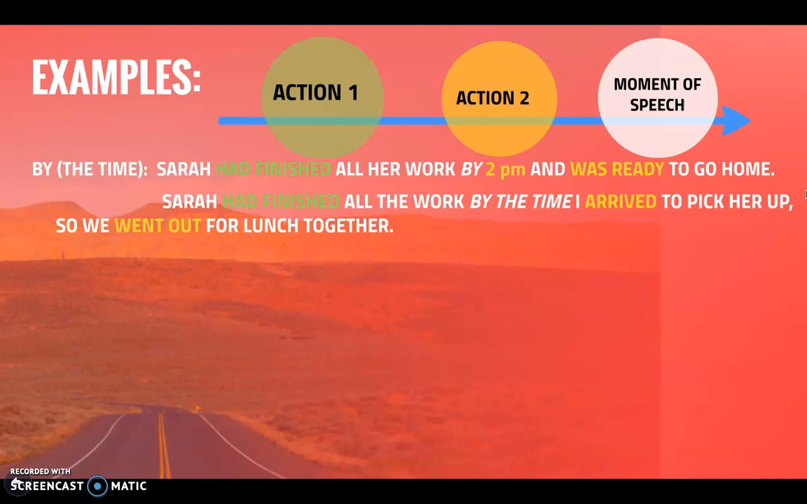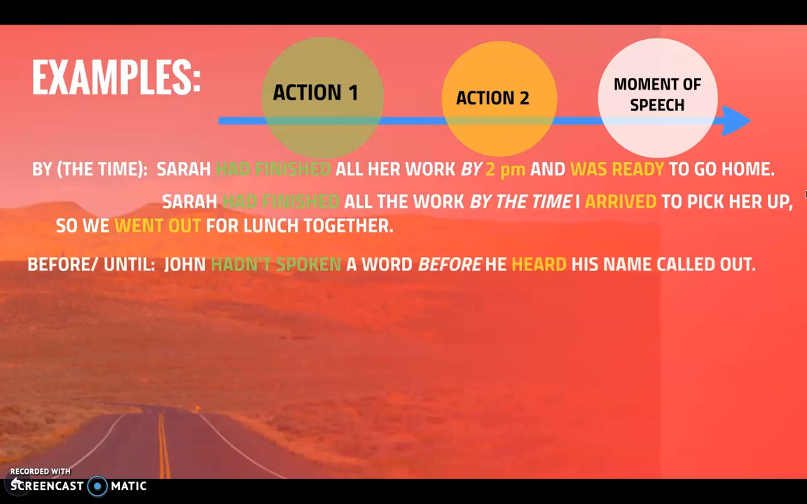And before, we clearly went out for lunch together. So before and until would be our next clues. As you can see here, John hadn't spoken a word before he heard his name. He might have been half asleep in the meeting or during class, but then he heard his name and he started talking. Both of these actions need to be separated somehow, and they need to be arranged on the axis of time. And it's the past perfect that helps us.